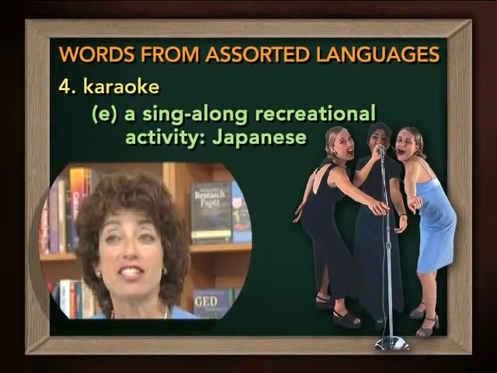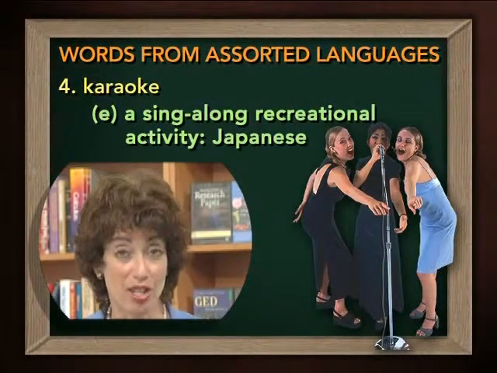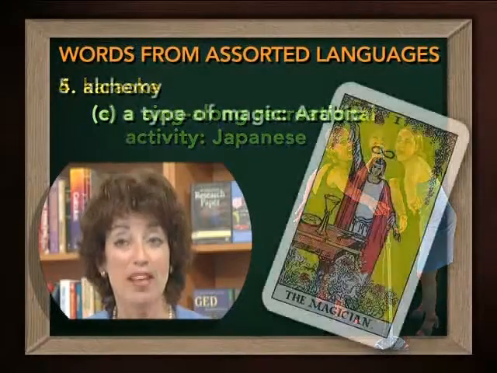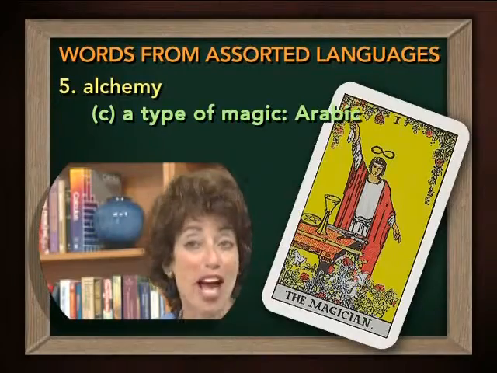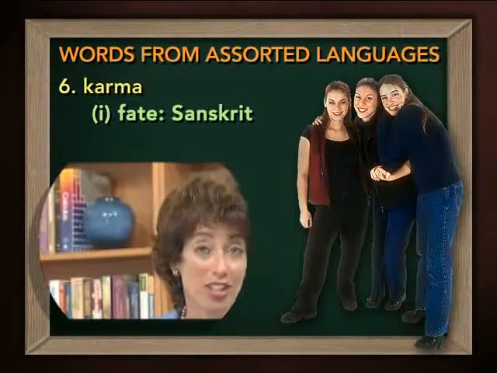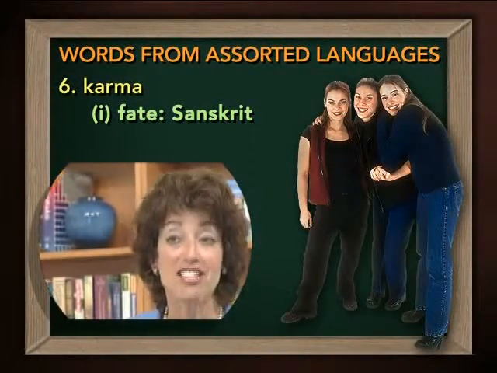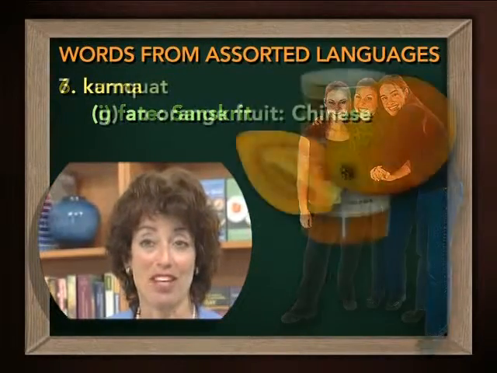Karaoke is a sing-along recreational activity. The word comes from Japanese. Alchemy is a type of magic, and it comes from Arabic. Karma, which means your fate, is a Sanskrit word.